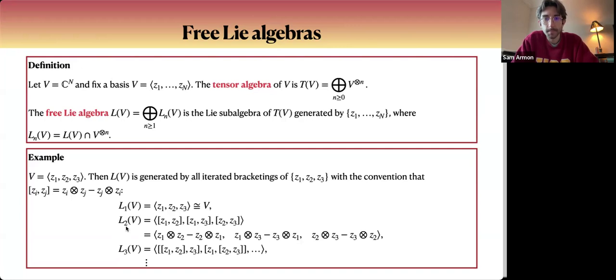The second graded piece is spanned by all possible bracketings of 2 of my basis elements. So Z1 bracket Z2, Z1 Z3, or Z2 Z3. And again, in the tensor algebra, I'm identifying these brackets with, for instance, Z1 bracket Z2 is Z1 tensor Z2 minus Z2 tensor Z1, so on and so forth. Then the third graded piece will consist of all ways I can put brackets around 3 elements. This gets a little messy to write out fully, but hopefully this paints a somewhat clear picture.